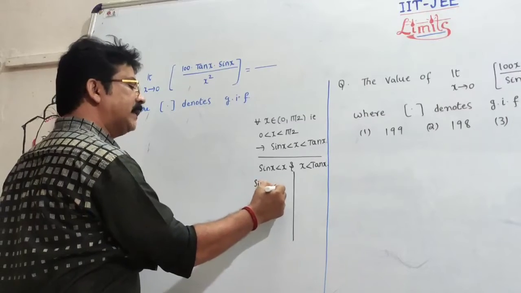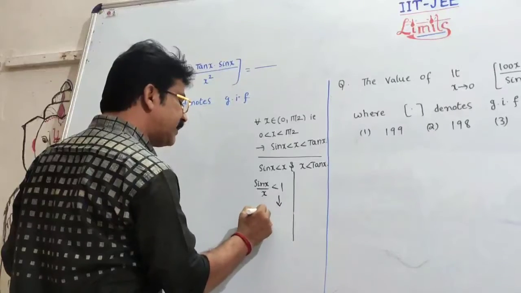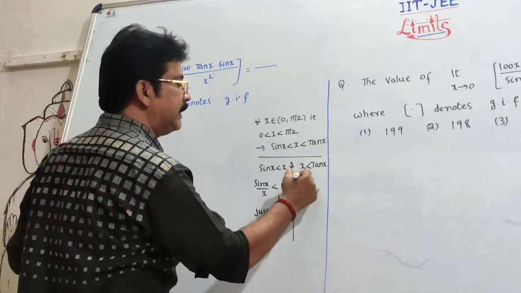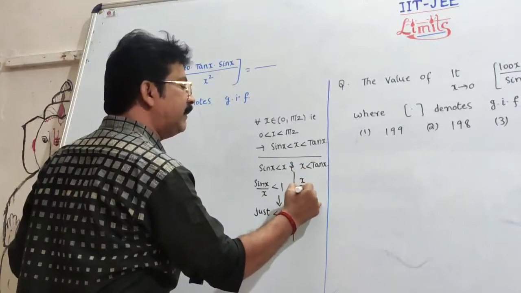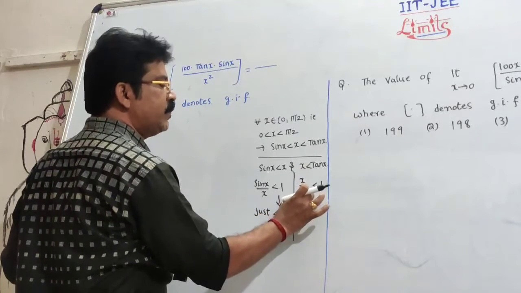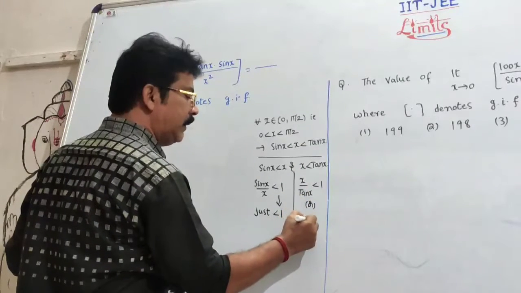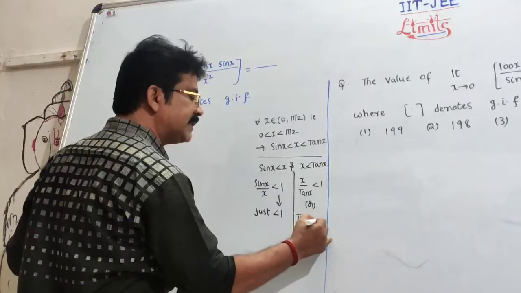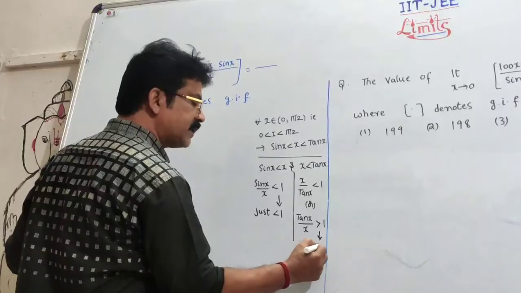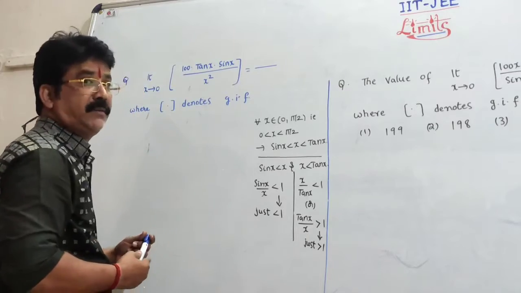Here, sin x divided by x is less than 1. Less than 1, what does it mean? It is just less than 1. That is the correct meaning. Next, from here x divided by tan x is less than 1. Here also this ratio is just less than 1, or its reciprocal, tan x divided by x, is just greater than 1. What does it mean? It is just greater than 1.